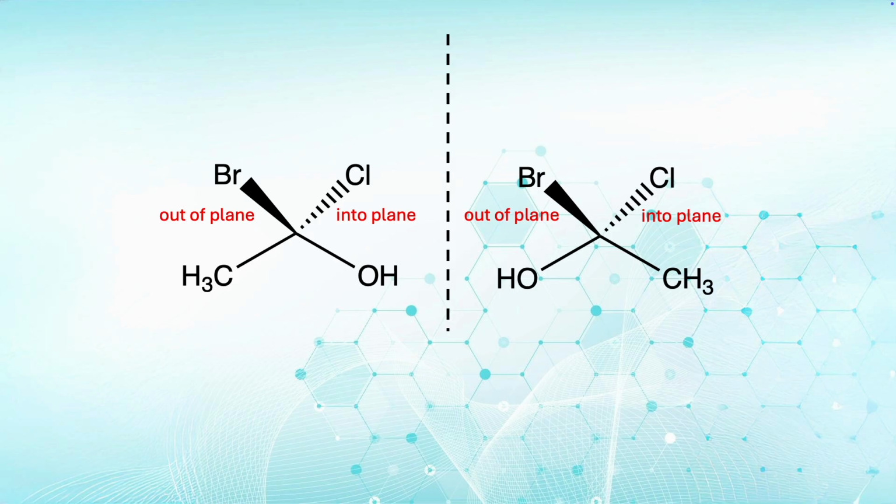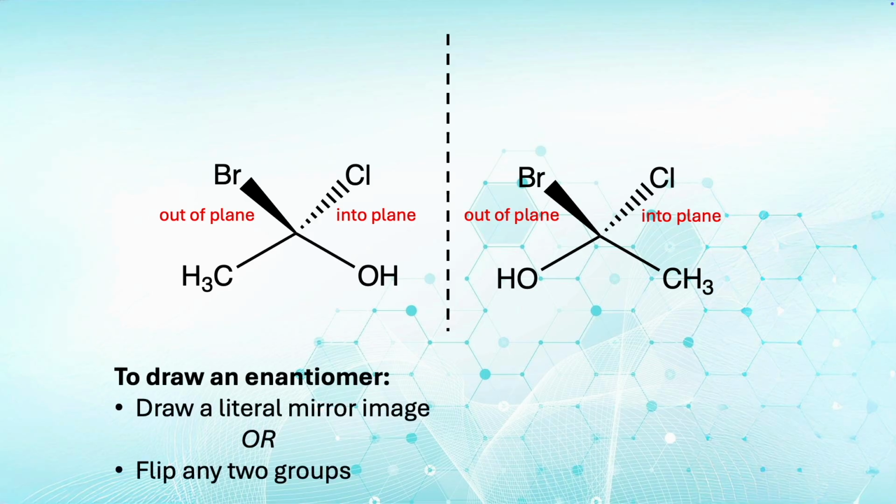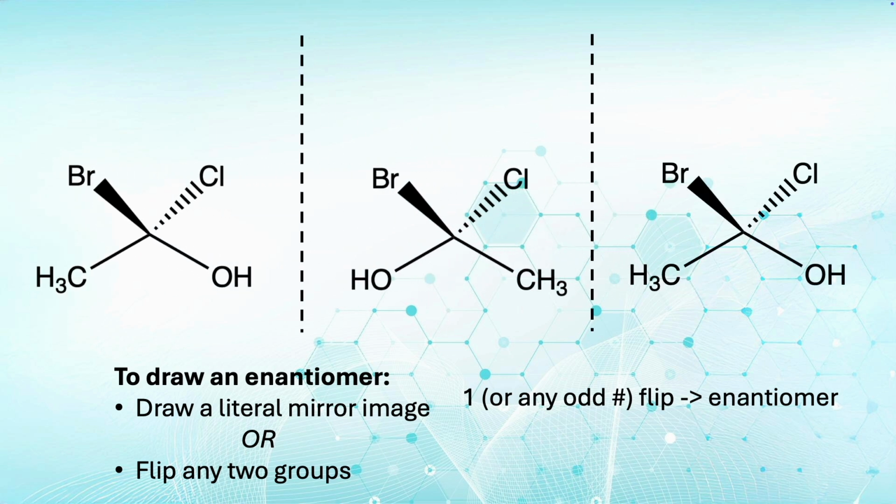It's useful to remember that to make an enantiomer, we could draw a literal mirror image, or we can take any two groups and flip their positions. By making one flip or an odd number of flips, we generate enantiomers. But what happens if we make two flips? As you can see by the new image on the right, the mirror image of the mirror image is literally the same original molecule. This concept will become super important in a later video, and will make certain concepts really easy.